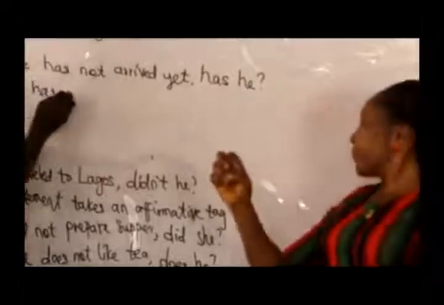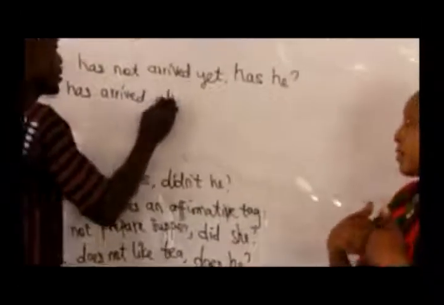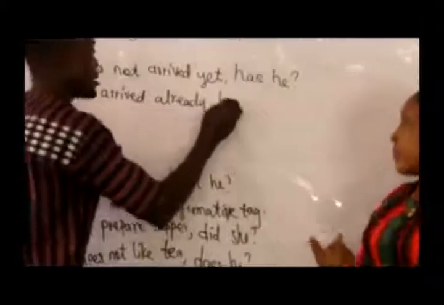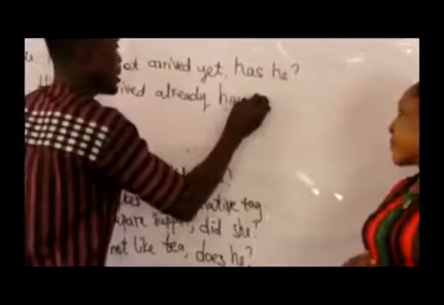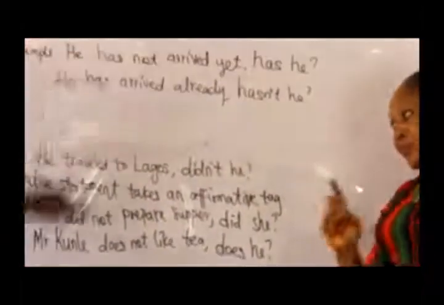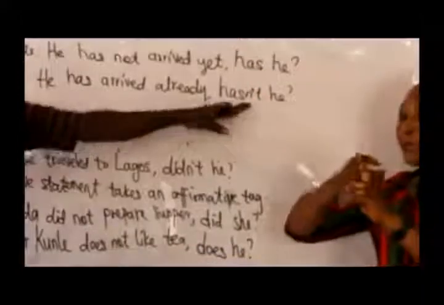Or, he has arrived already, comma, hasn't he? See? Negative statement, positive tag; positive statement, negative tag.